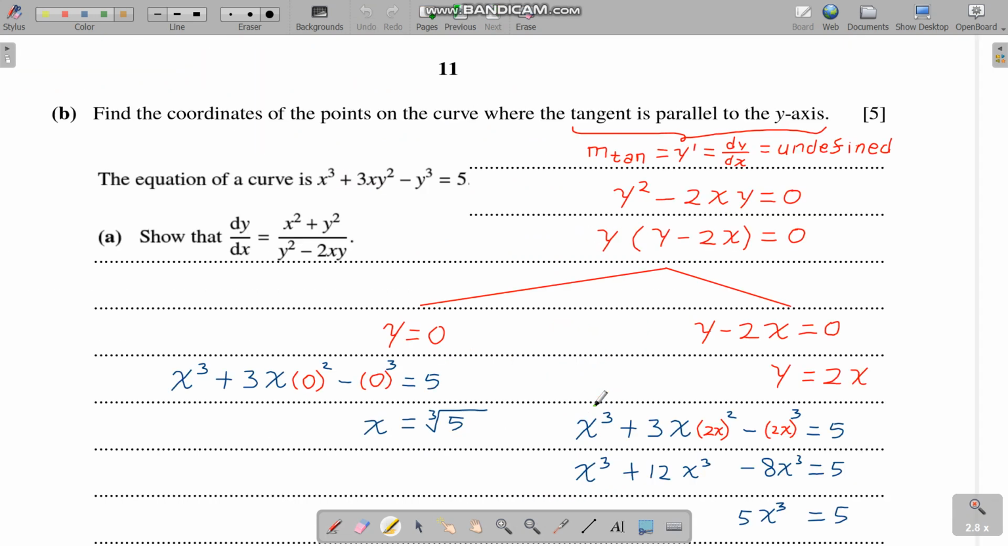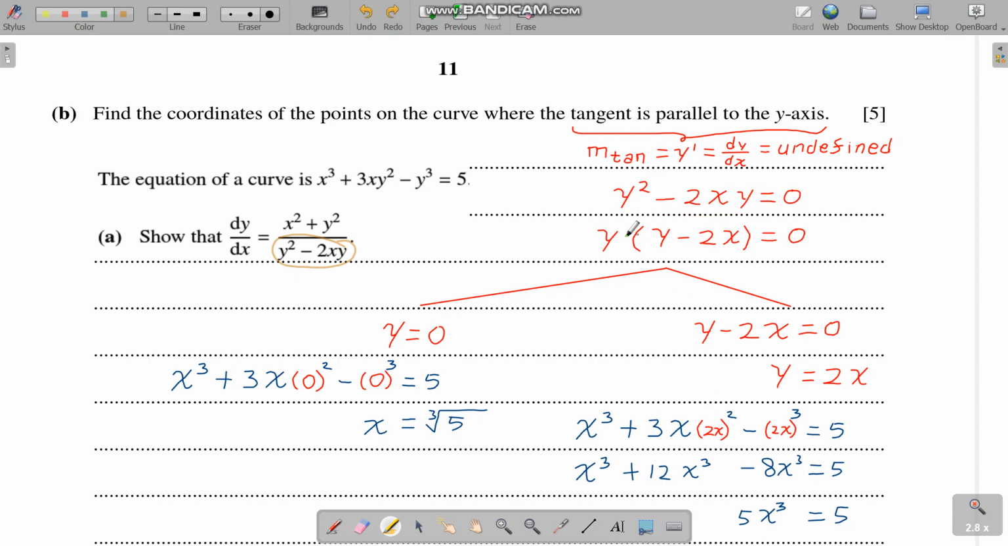Alright, next is to find the coordinates of the point where the tangent is parallel to the y-axis. The y-axis is the vertical axis, so vertical means the gradient is undefined. So the gradient, or the y prime, or the dy/dx is undefined. This is the dy/dx. If this fraction is undefined, that means we are dividing by 0, so the denominator must be 0.